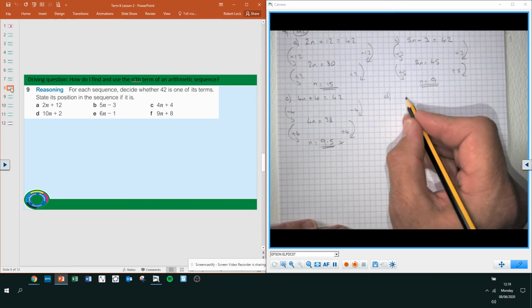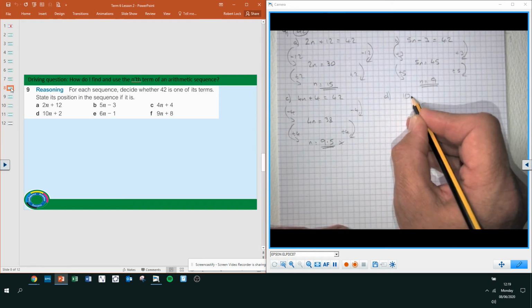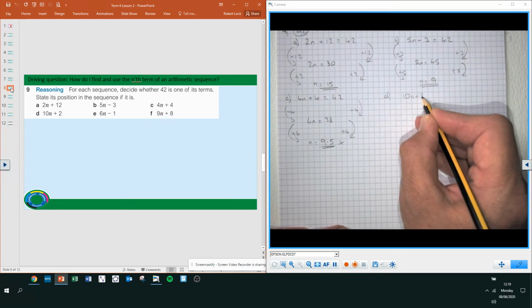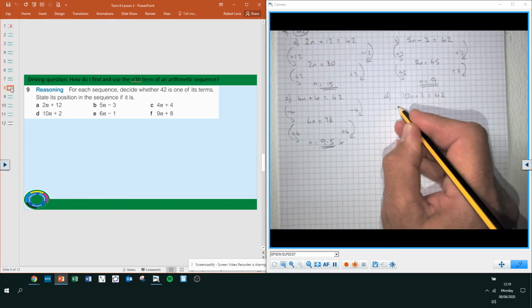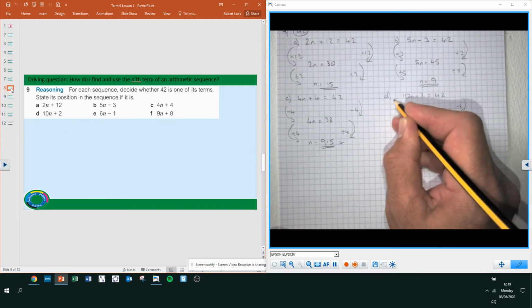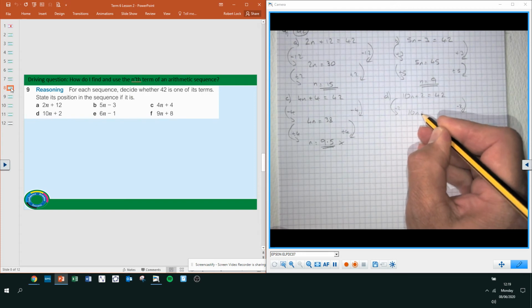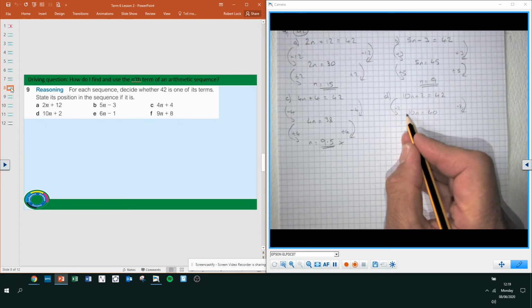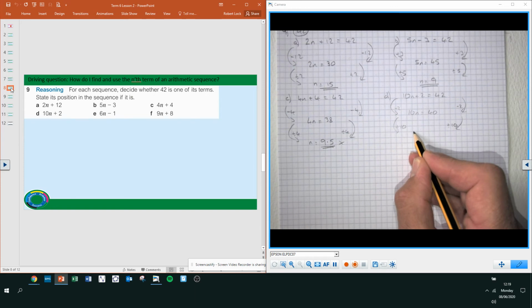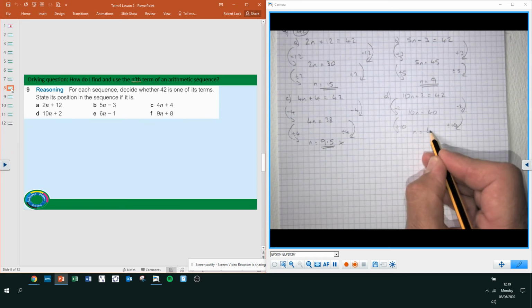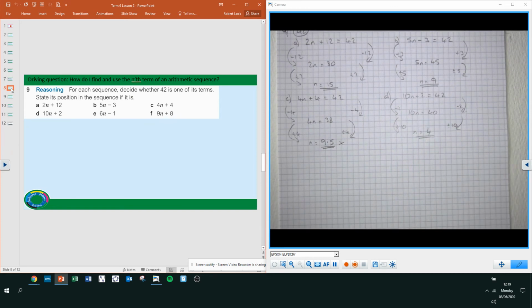D. 10n plus 2 equals 42. Take away 2 on both sides. 10n equals 40. And then divide by 10 on both sides. n equals 40 divided by 10, which is 4. So yes, 42 is part of the sequence 10n plus 2. It is the fourth term.